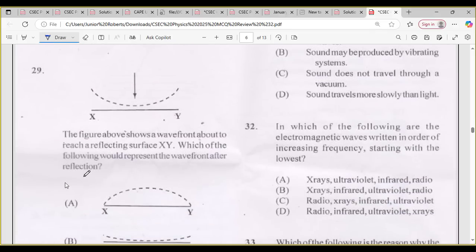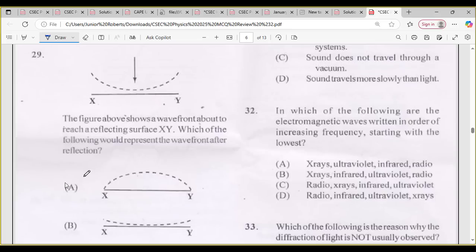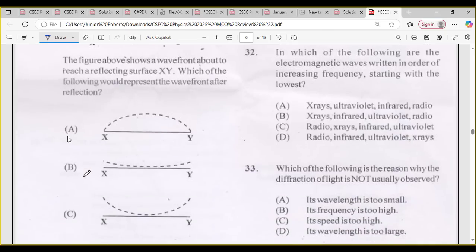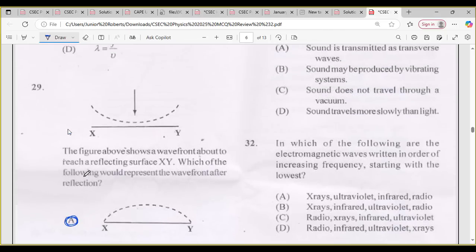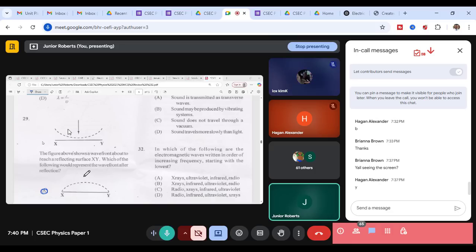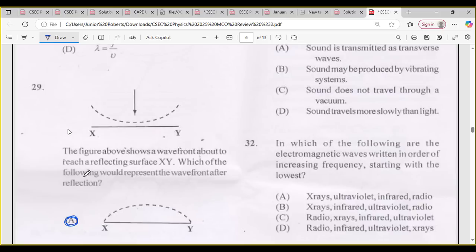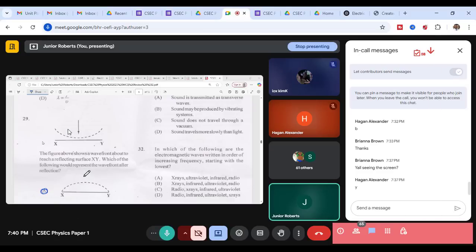Next one now is 29. 29 says that the figure above shows a wavefront about to reach a reflecting surface XY. Which of the following would represent the wavefront after reflection? So after reflection, we expect the wavefront to look exactly as what we see in A right here. So number 29 is going to be A.